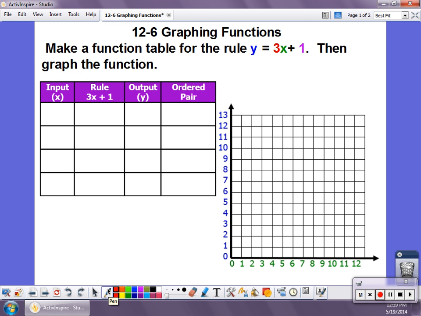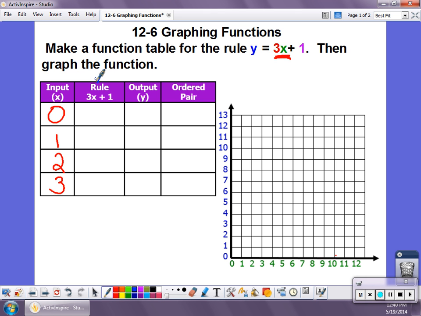We want to make sure that the numbers we pick, both the inputs and the outputs, are going to fit onto this graph. So I don't want to pick an x value of 20, because if I had to go over 20, it wouldn't fit on my graph. And even though my x values go up to 12 or 10, if I picked an input value of 10, my rule is 3x, which means I'm going to multiply that by 3, and my answer would be somewhere in the 30s. So again, I got to be smart about the decisions I make.